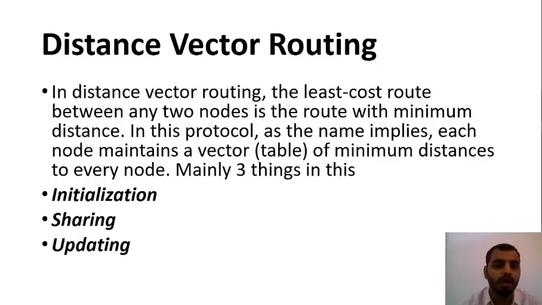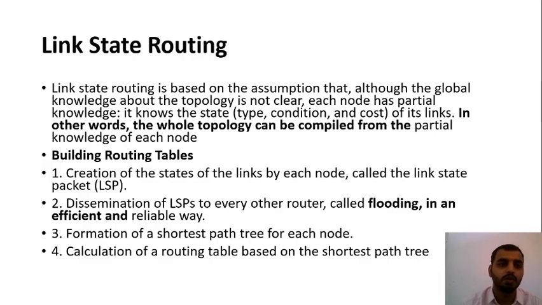So this is what you call distance vector routing, and this is very important from your examination point of view, as well as for your career options when you go for a career in networks. So distance vector routing is very important. Now coming to the next type of routing, called link state routing. What do you mean by link state routing?